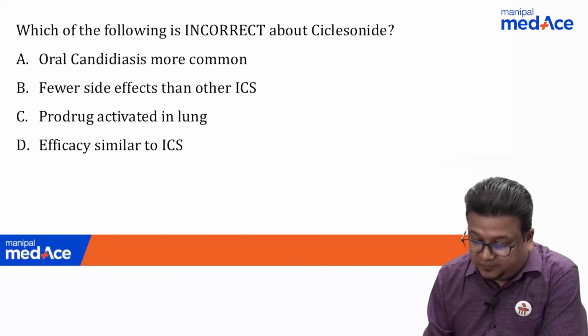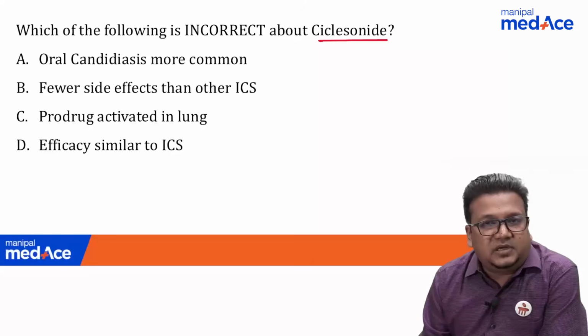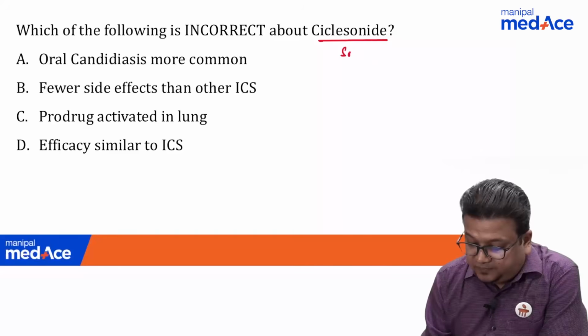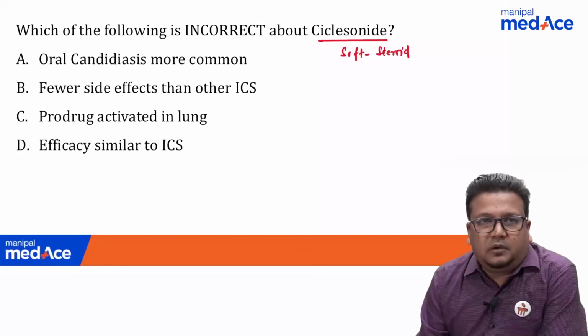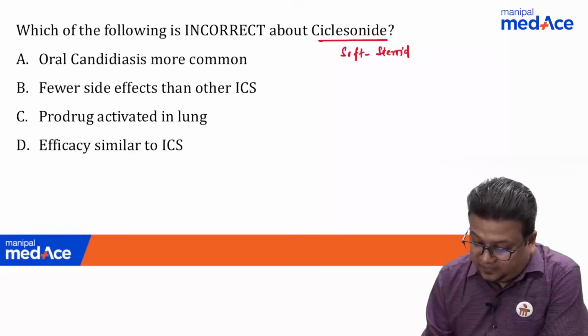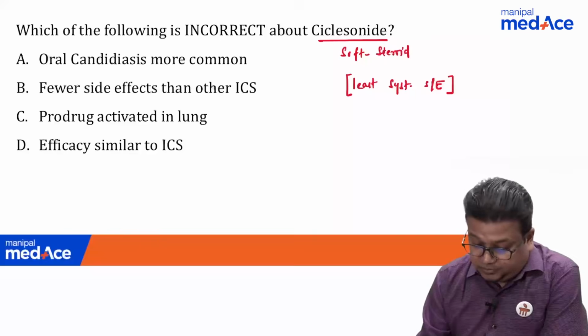It says, which of the following is incorrect about ciclesonide? So we all know ciclesonide has been asked previously. It is a soft steroid. The reason it was called a soft steroid is because it has very minimal or least systemic side effects. Systemic side effects are very, very minimal. In fact, the lowest among all inhaled corticosteroids.